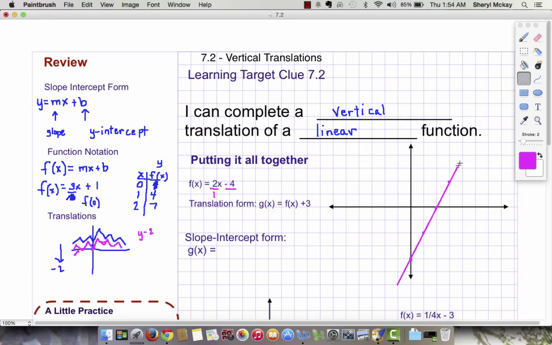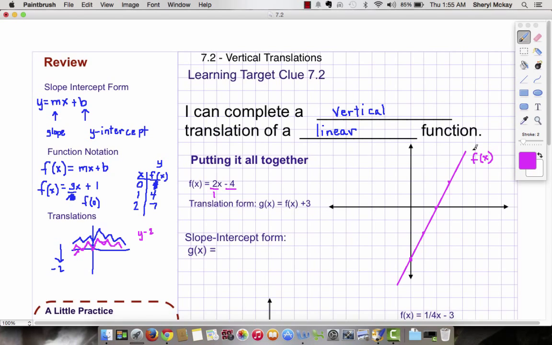and make a line. And I'm going to label that line f of x because that's the name of this line. It's f of x. F of x equals 2x minus 4. So this is f of x.